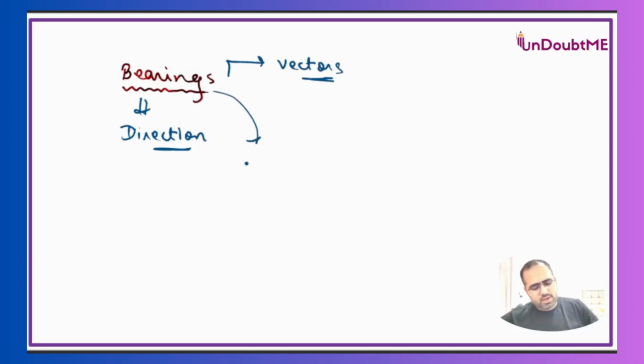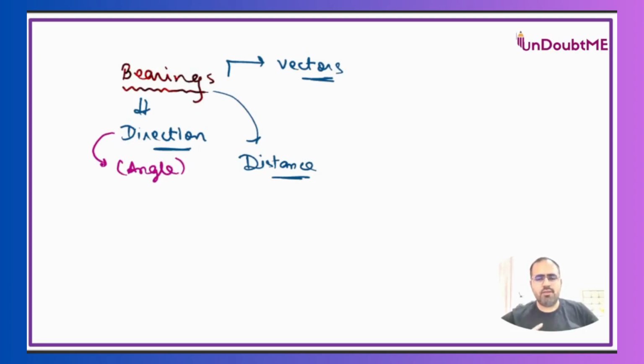In bearing, we should know the distance of a point where we are going. Along with the distance, we should know the angle in which we are going. So when we say direction, direction means angle. Now how all these things work, let us see in an example.